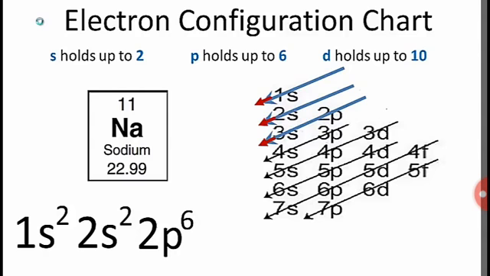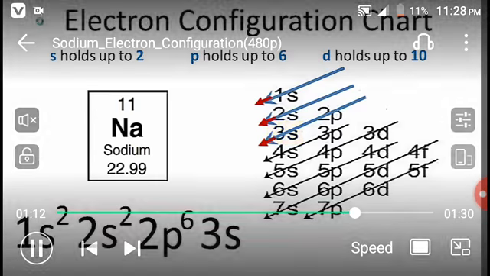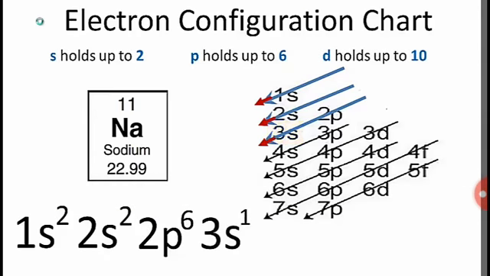After the 2p, you can see the 3s term in the third row on our chart. So we only need to put 1 electron in the 3s. If you add those numbers up, 2 plus 2 plus 6 plus 1, you get 11. So this is the electron configuration for sodium.